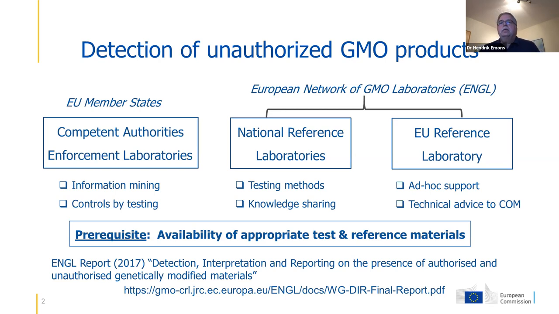These enforcement laboratories, or official control laboratories, in the member states are coordinated and equipped with knowledge and methods, mainly by the national reference laboratories in the case of the unauthorized GMO products. So as soon as there is something available or there is some concern, national reference laboratories try to develop appropriate testing methods. And they definitely also share the knowledge, not only with their enforcement laboratories, but also at the EU level. For that, national reference laboratories are an integral part of our European network of GMO laboratories, which was created already at the end of the 90s and is a great source of information and knowledge exchange and advancement.